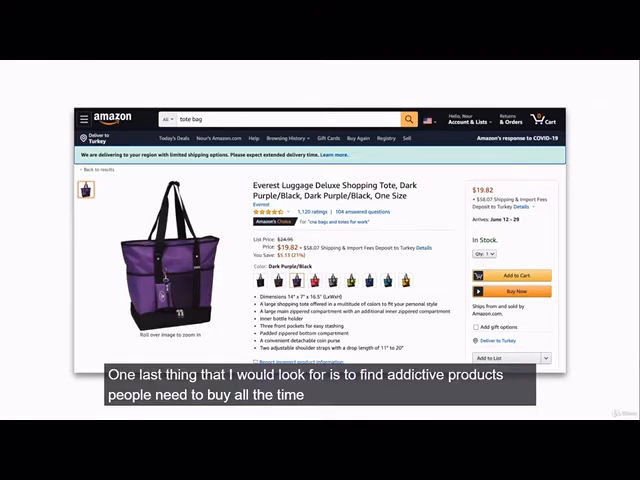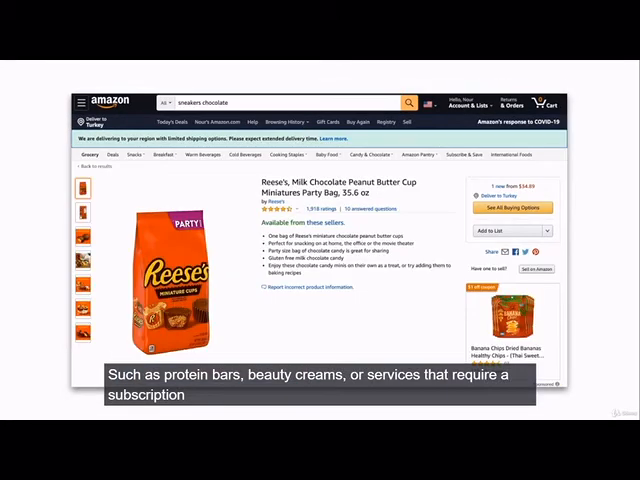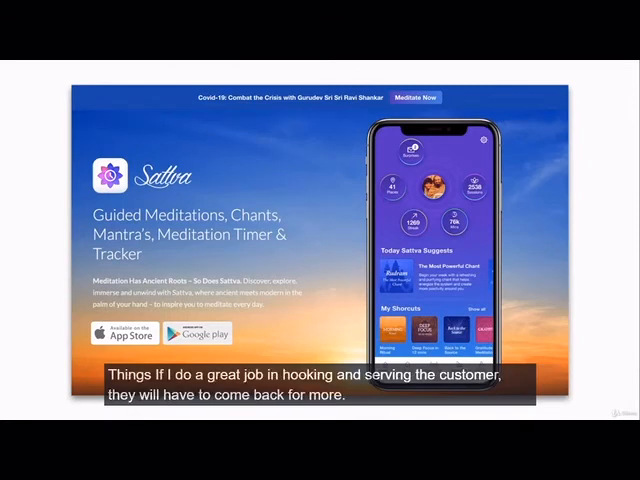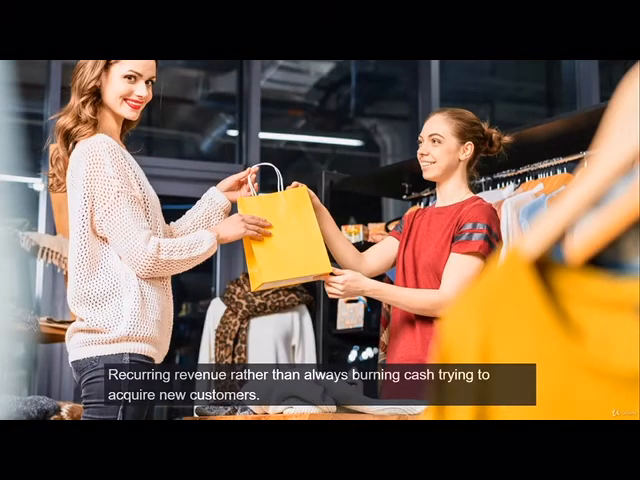One last thing that I would look for is to find addictive products people need to buy all the time, such as protein bars, beauty creams, or services that require subscription. Think: if I do a great job in hooking and serving the customer, they will have to come back for more. This will lower my marketing costs and will make my business's primary profit engine depend on recurring revenue, rather than always burning cash trying to acquire new customers.